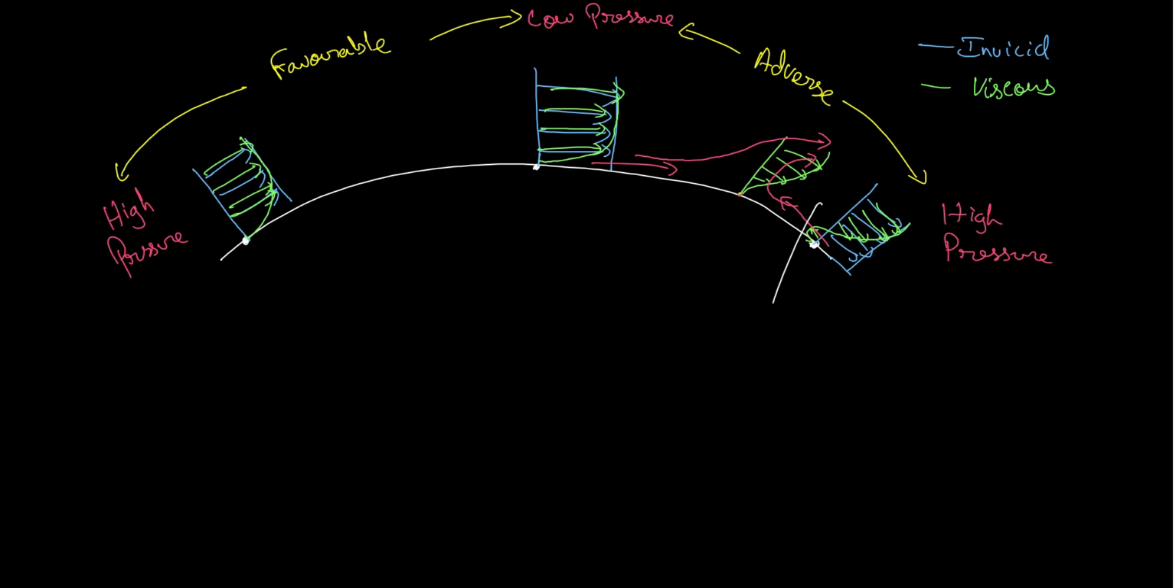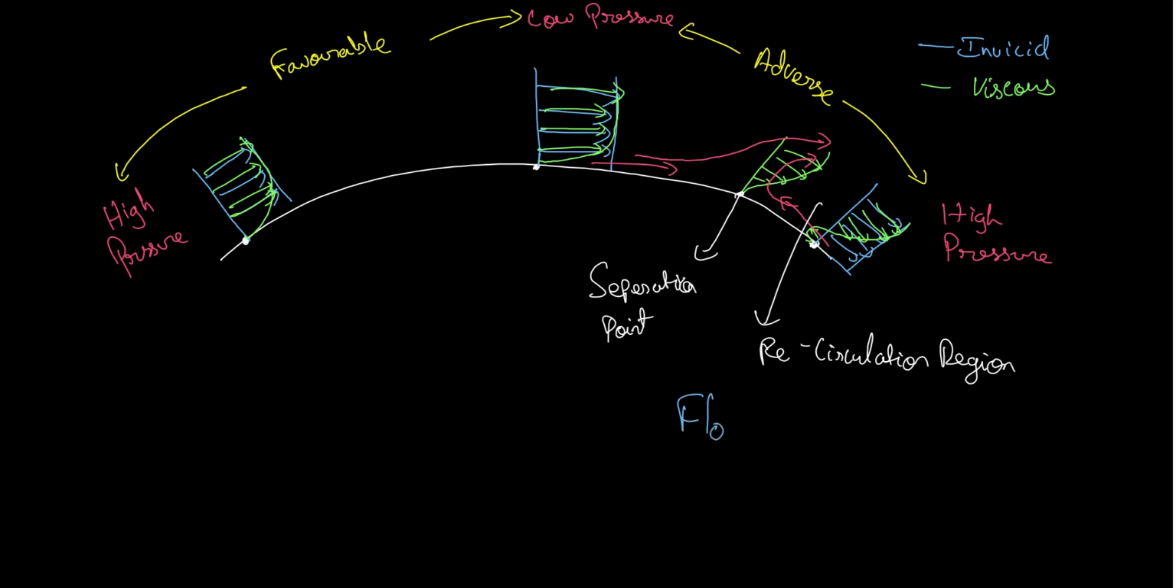and this region we call the recirculation region. And the important phenomenon that is observed here is, we call this point the separation point. From here the flow starts separating, and we'll observe a very important phenomenon that you might have guessed by now, called flow separation.